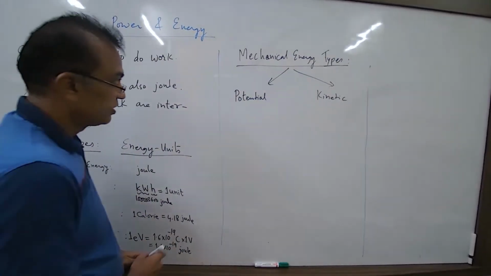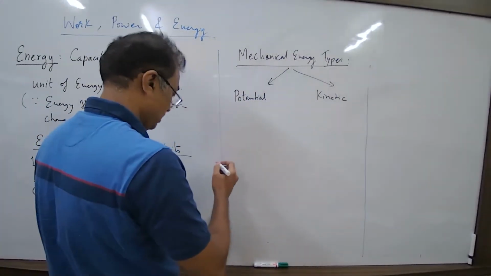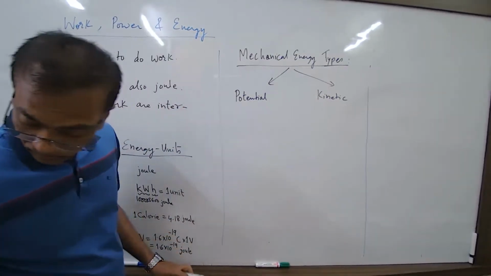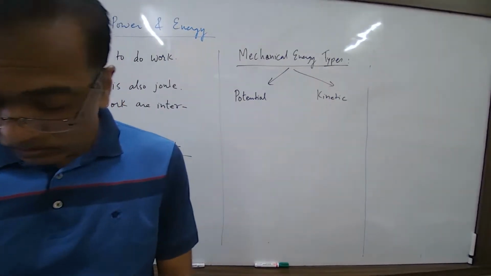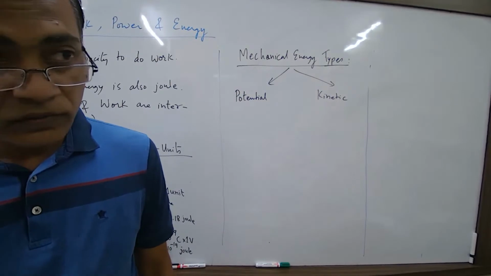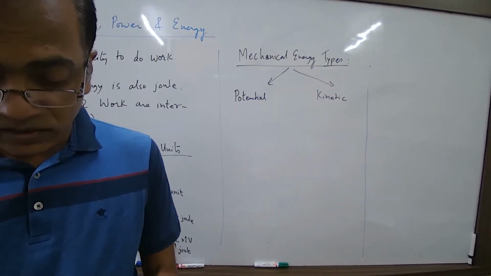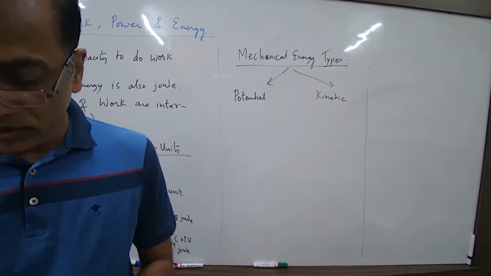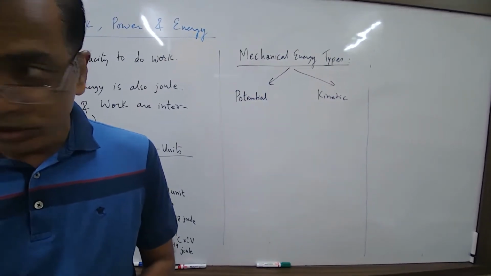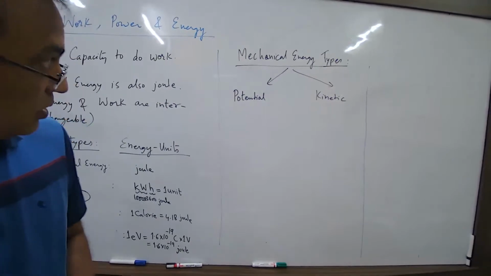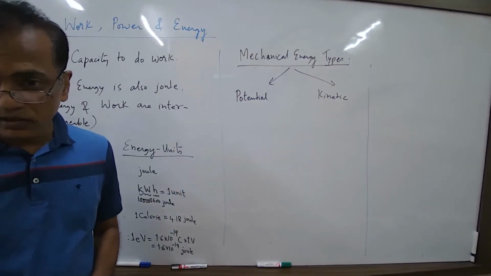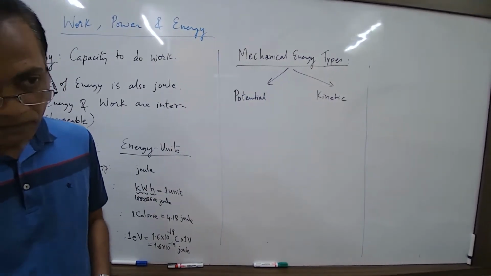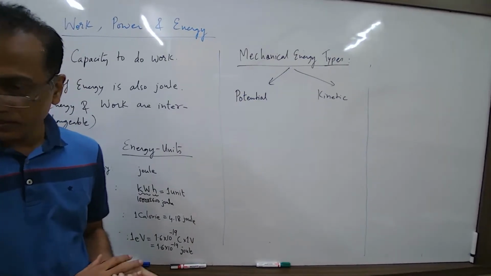So what is potential energy? How did it get energy? By virtue of its state of rest or its position. So energy is stored in a body by virtue of its position, or change in configuration. So there are two types of potential energy.